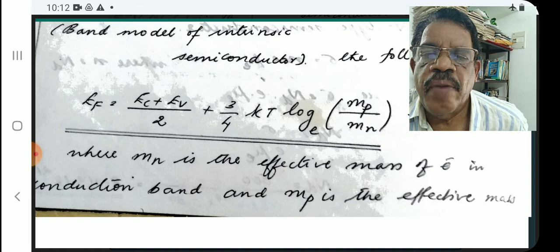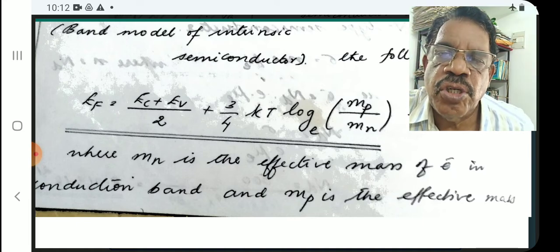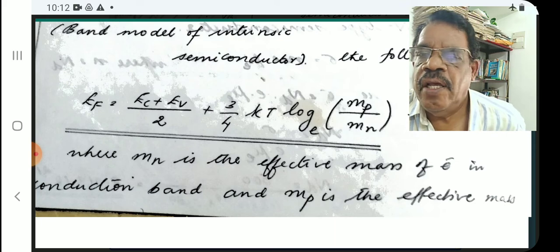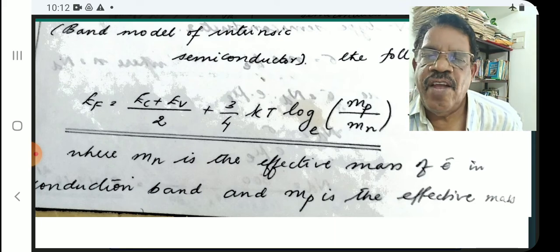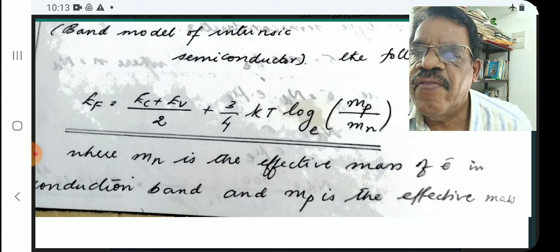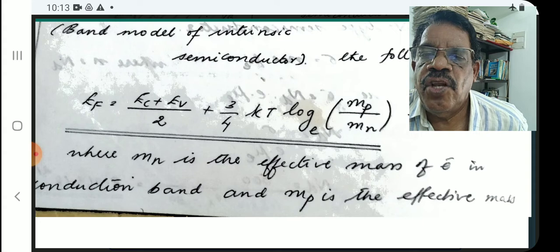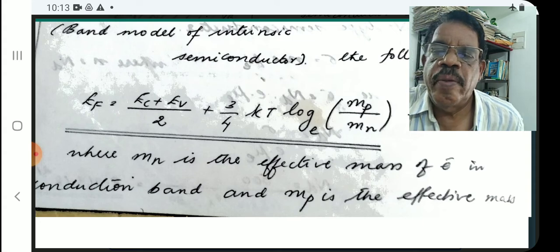Mn is the effective mass of electron in the conduction band, and Mp is the effective mass of electron in the valence band. So you remember the Fermi level of intrinsic semiconductor is given by EF is EC plus EV by 2 plus 3 by 4 KT log Mp by Mn.